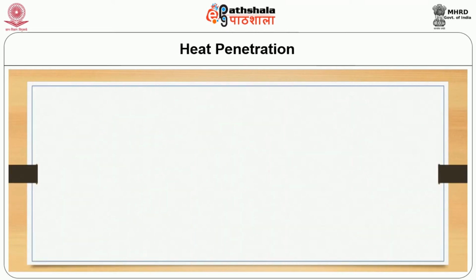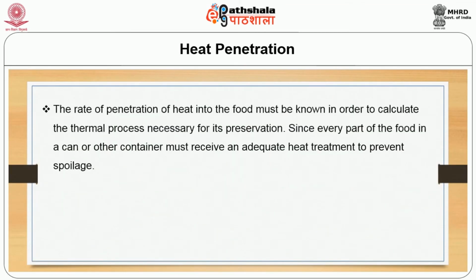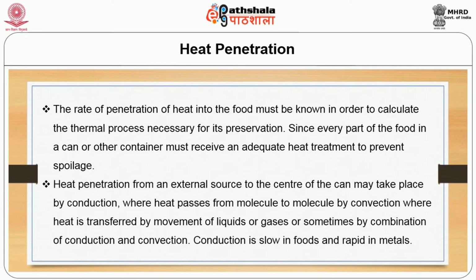Heat penetration. The rate of penetration of heat into the food must be known in order to calculate the thermal process. It is necessary for its preservation, since every part of the food in the can or other container must receive adequate heat treatment to prevent spoilage. Heat penetration from an external source to the center of the can may take place by conduction, where heat passes from molecule to molecule, by convection, where heat is transferred by movements of liquids or gases, or sometimes by a combination of conduction and convection.